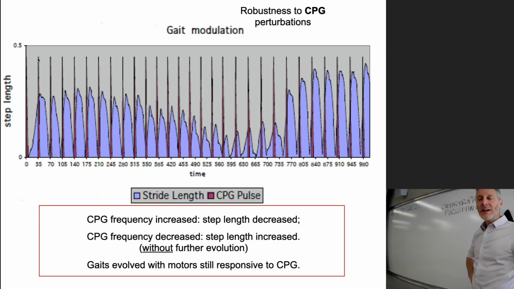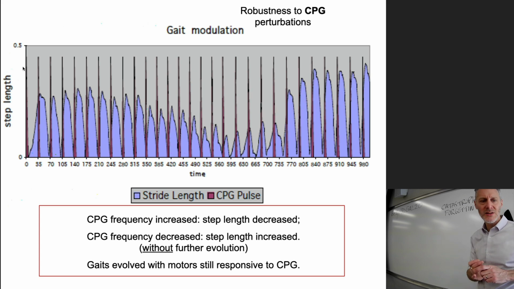So again, here's the most fit robot at the end of the 6th and final phase of evolution. Let's have a look at the metronome, the CPG, which is these magenta spikes here.